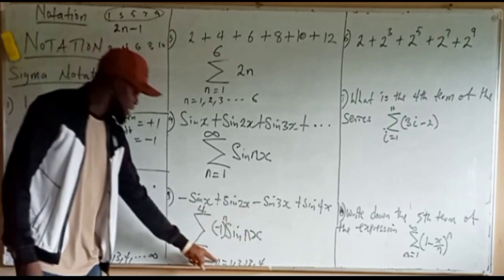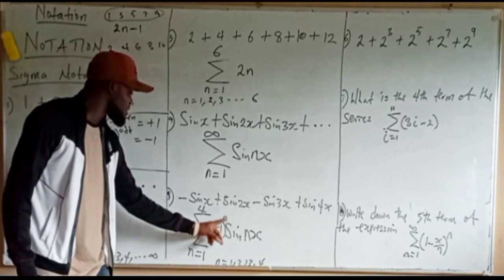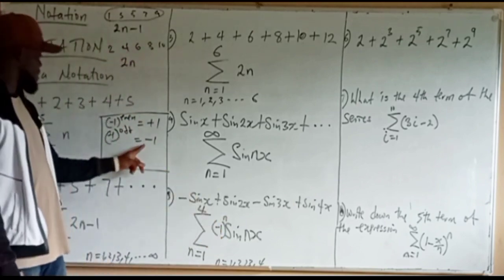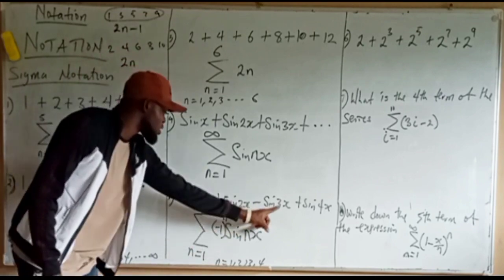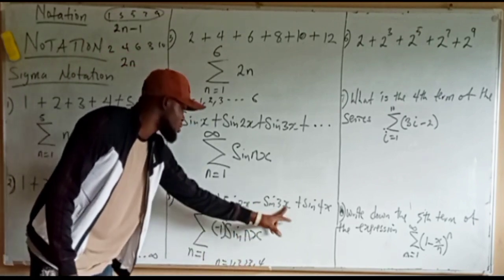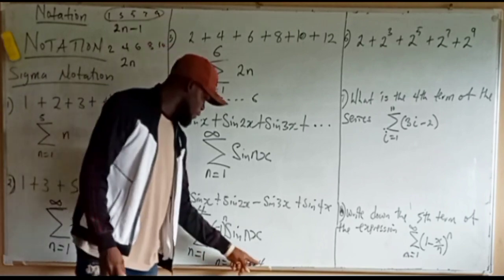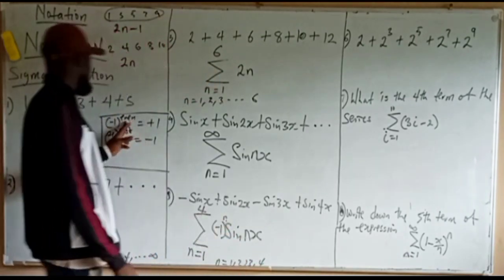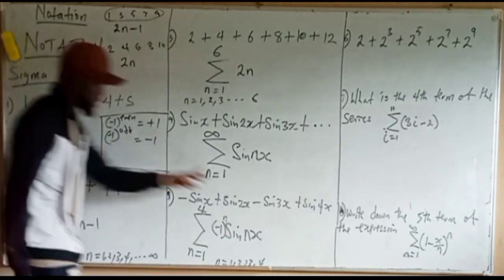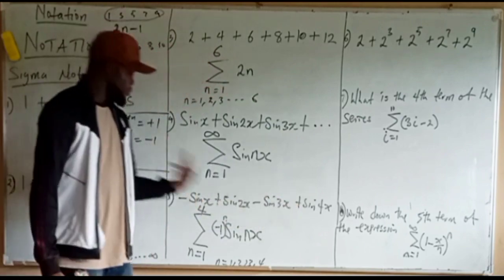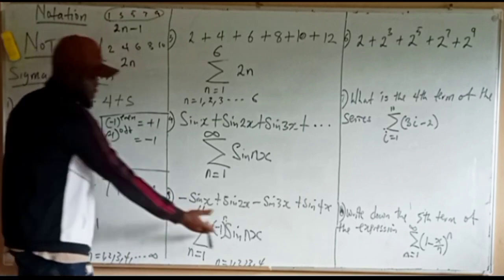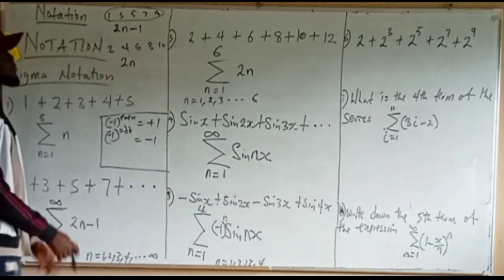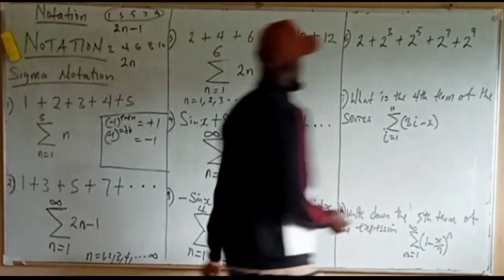Correct. Then at n is equal to 3, minus 1 raised to power 3. 3 is odd, it will be minus. Then we'll have minus here. Then you put 3 in this other place. Then you put 3 here. Then we'll have sine 3x. Correct. At n is equal to 4, minus 1 raised to power 4. Even, 4 is an even number. That will be plus 1. That will be plus. Then if we put the same 4 here, we have sine 4x. So this is the correct notation. Then let's look at the next one.